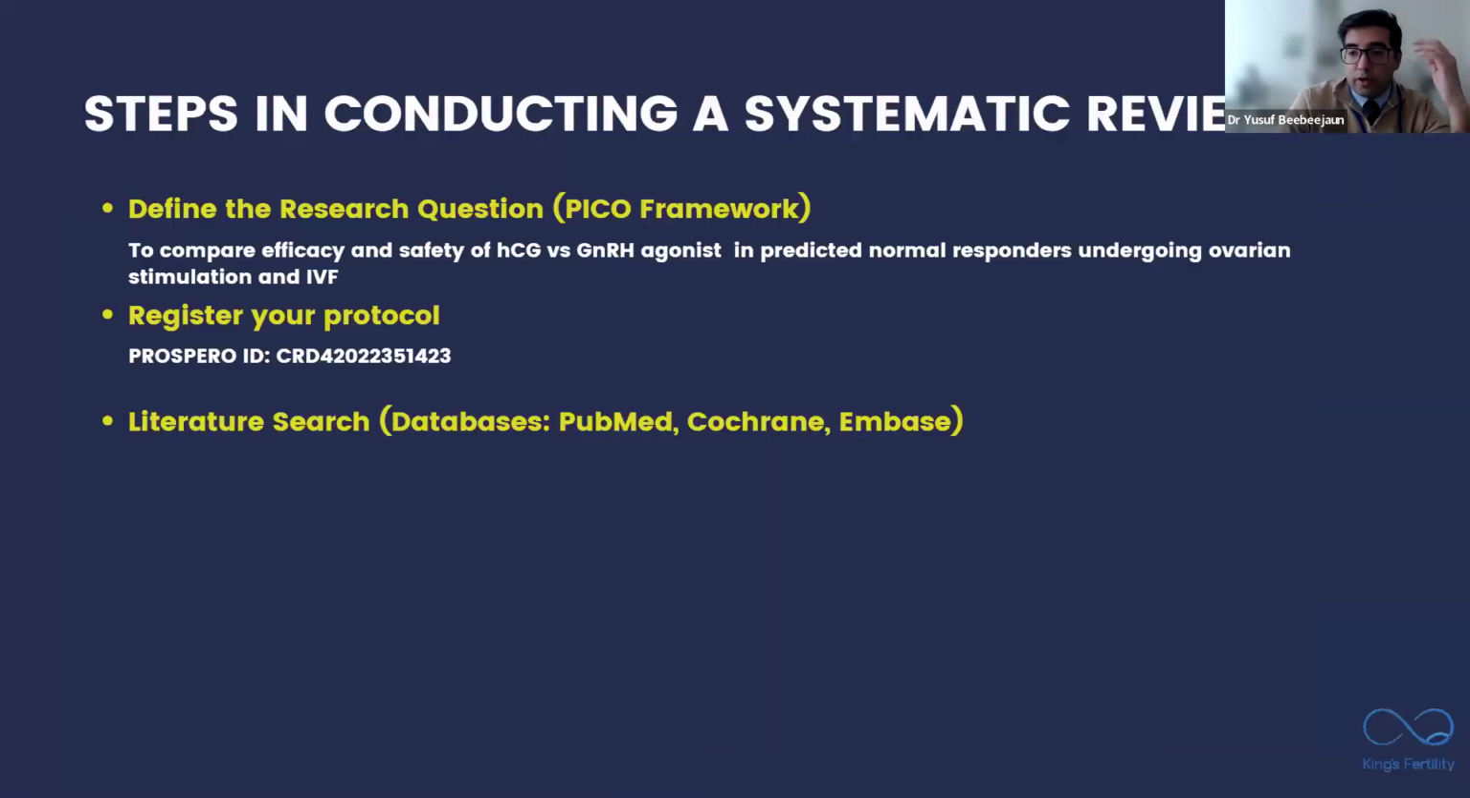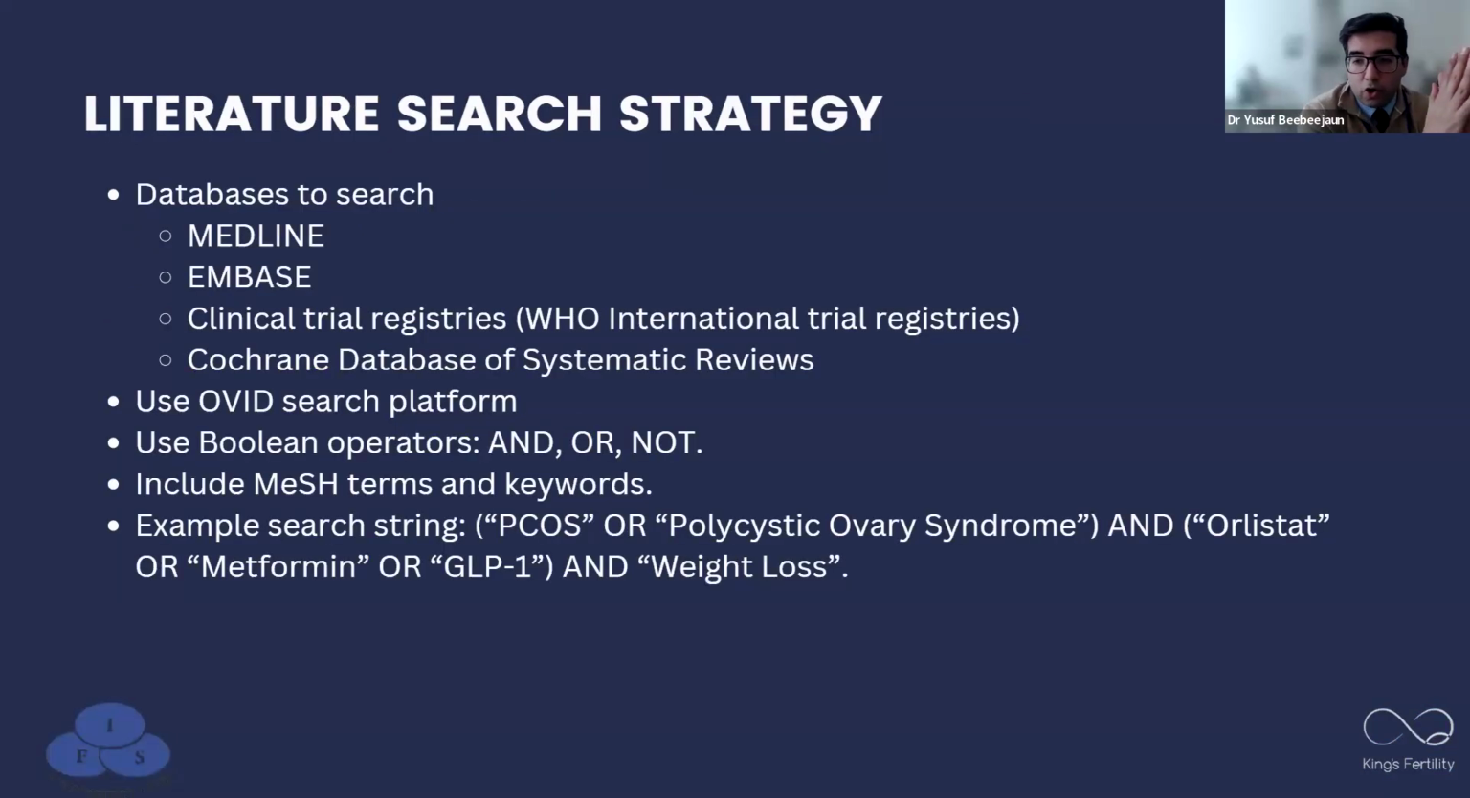So we've done quite a few steps already. We've defined a research question, and then we've registered our Prospero. And now we go ahead and start actually doing it. So how do we do a literature search? To do a literature search, we know we're going to search a few databases. You've got Medline, you've got Embase, like I said, you've got the WHO, you've got Cochrane. You've got different platforms that you can use. I use Ovid. Your library may promote another platform. Ovid is pretty good. It's quite straightforward.